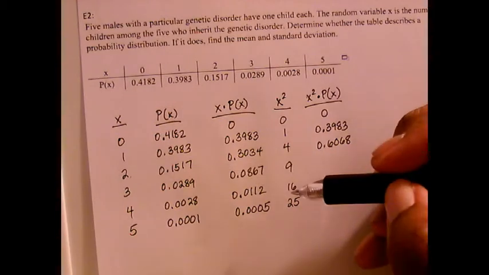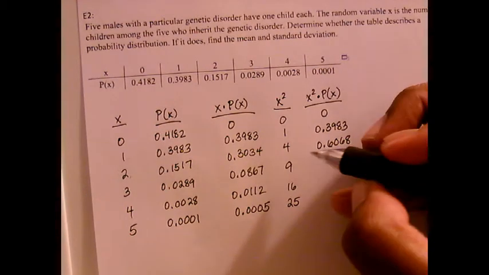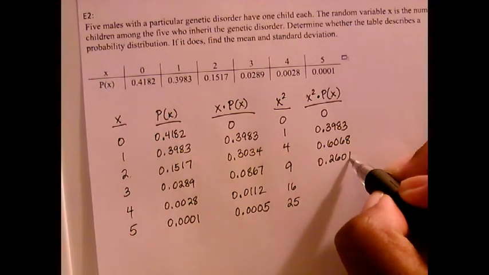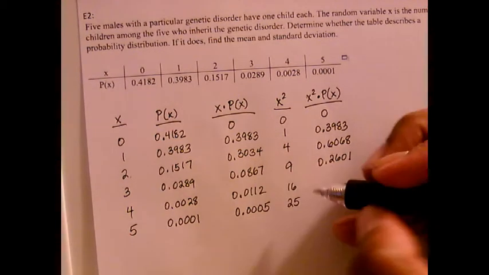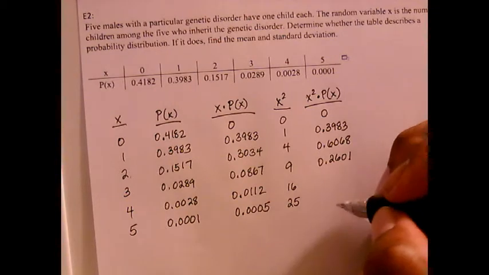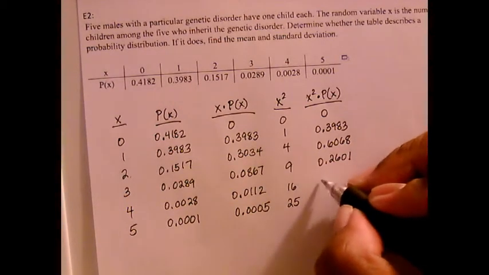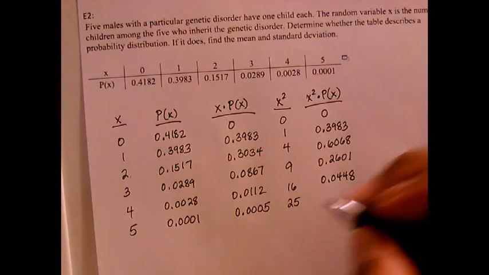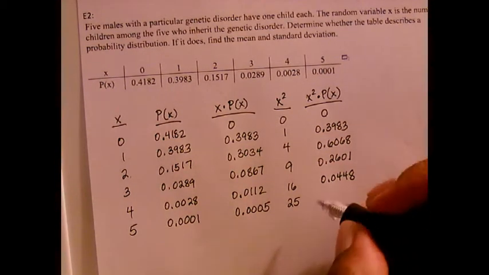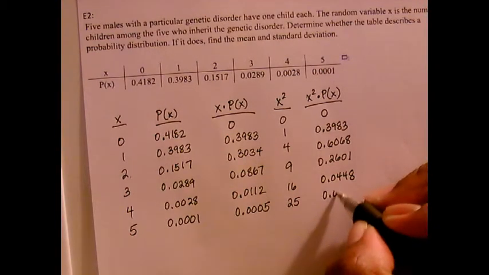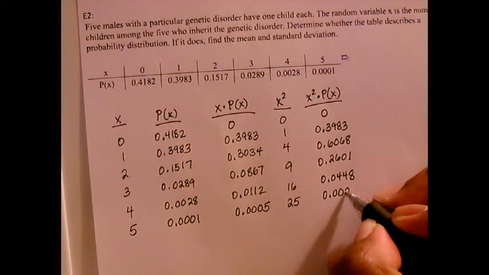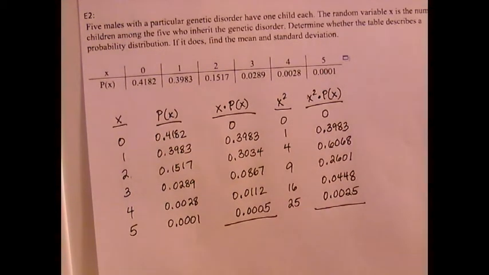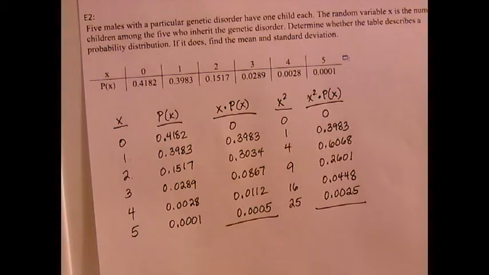And then 9 times 0.0289 will be 0.2601. And then 16 times 0.0028 will be 0.0448. And then 25 times 0.0001 will be 0.0025. Okay, now this table is complete.